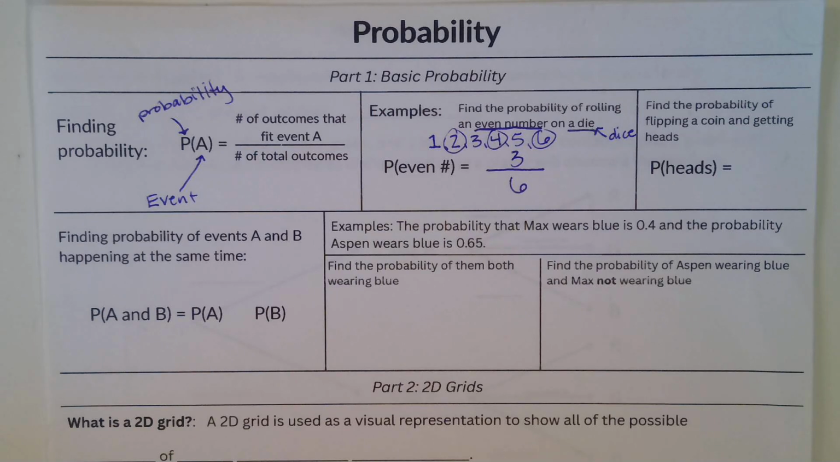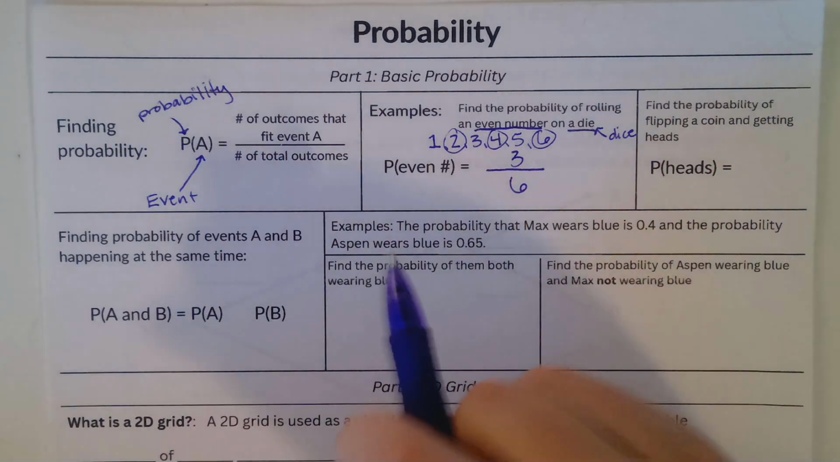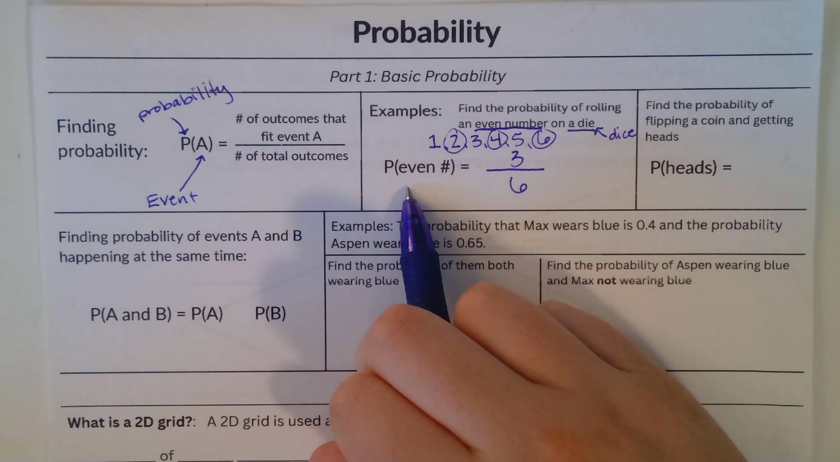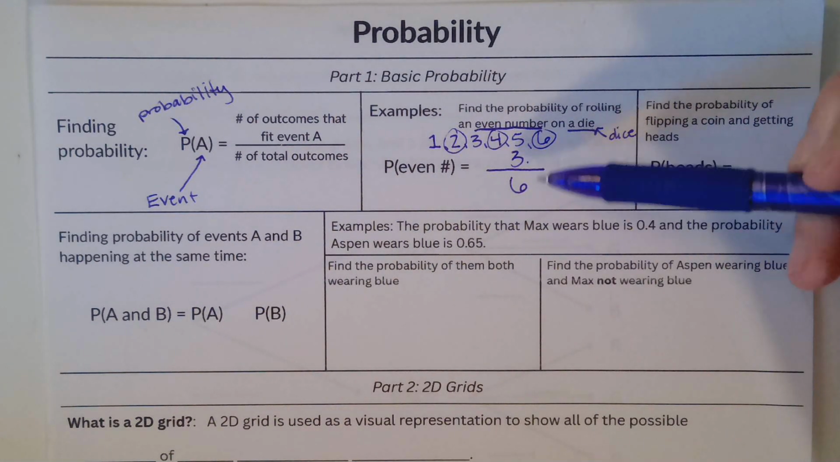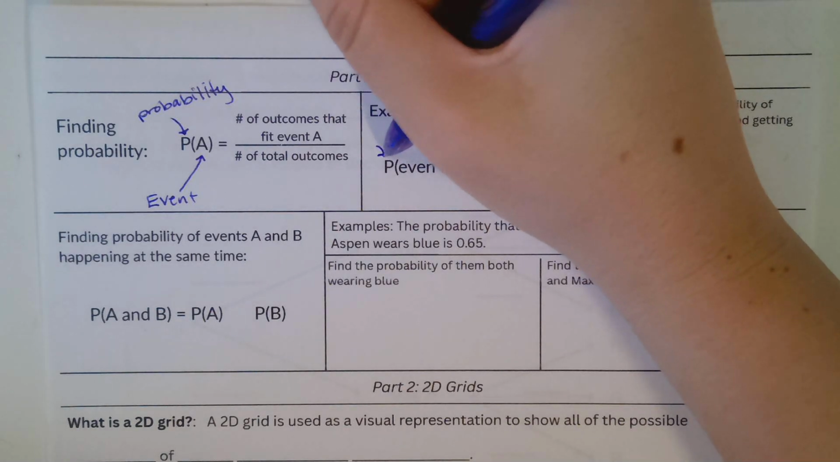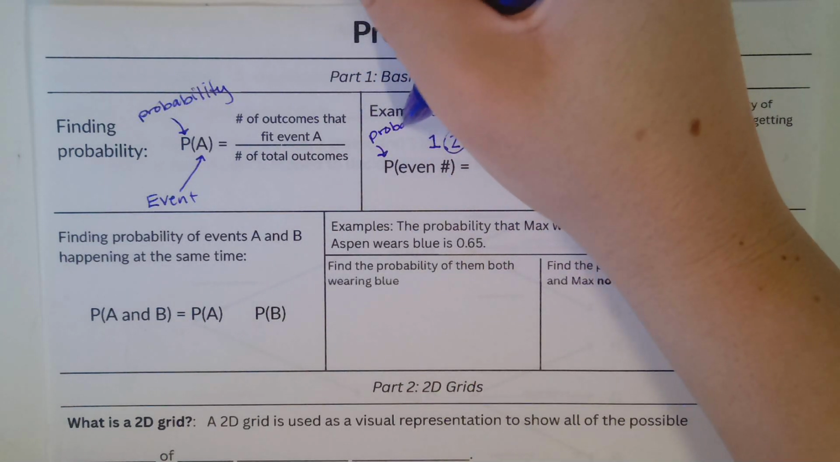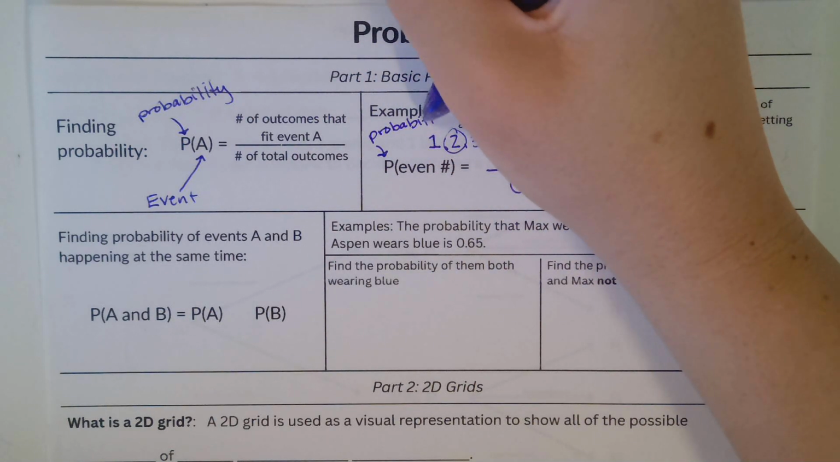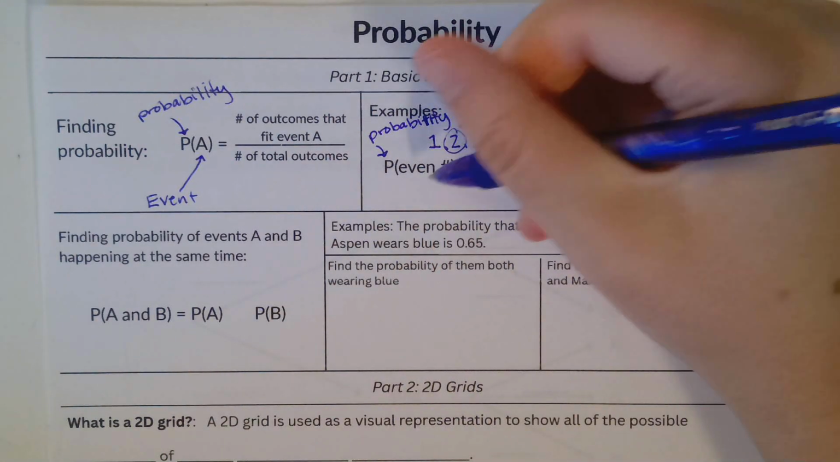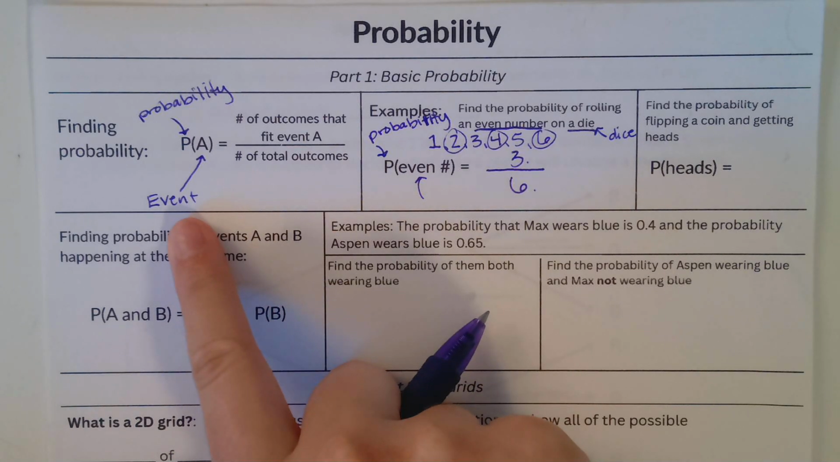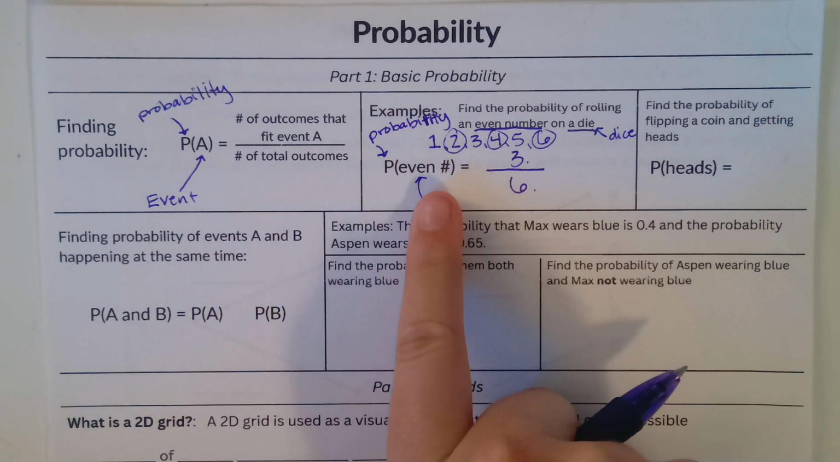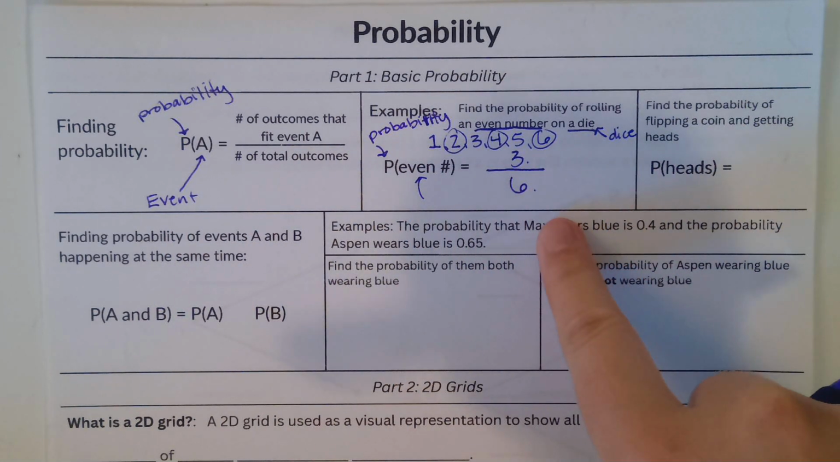3 out of the 6 numbers are going to be even numbers. So in this case, that's the answer. The probability of rolling an even number is going to be equal to 3 out of 6. This P, just as a reminder, means the probability. I can spell, I promise. Probability. And in this case, the even number thing, that's our event. That's the thing that we're trying to find the probability of, that we get an even number. It's a 3 out of 6 chance.